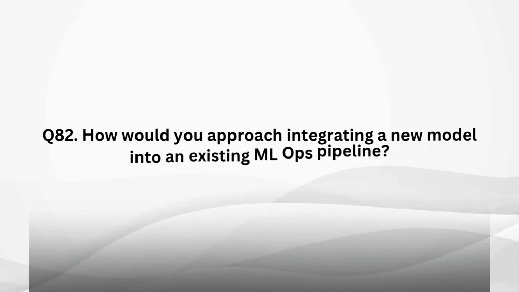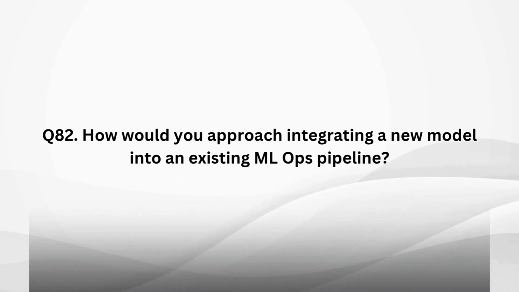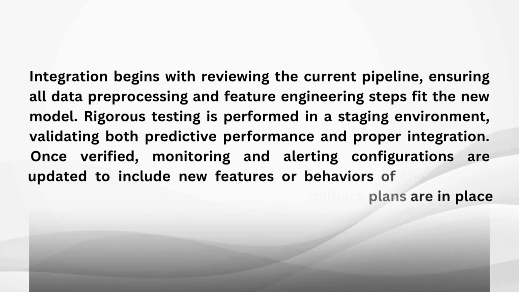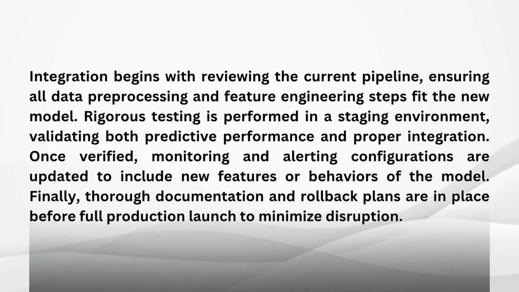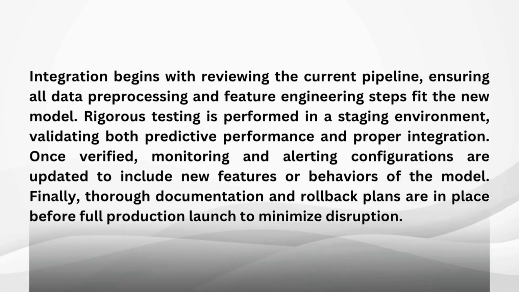How would you approach integrating a new model into an existing MLOps pipeline? Integration begins with reviewing the current pipeline, ensuring all data pre-processing and feature engineering steps fit the new model. Rigorous testing is performed in a staging environment, validating both predictive performance and proper integration. Once verified, monitoring and alerting configurations are updated to include new features or behaviors of the model. Finally, thorough documentation and rollback plans are in place before full production launch to minimize disruption.